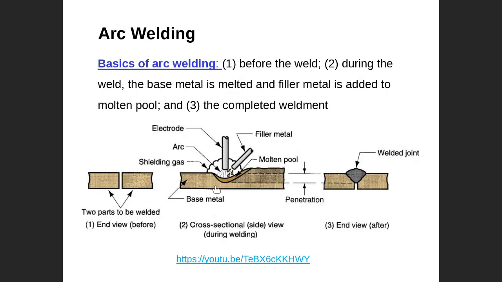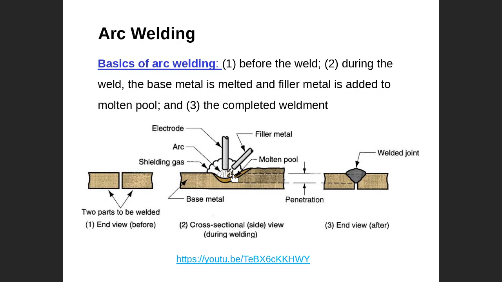Right. For example, we will discuss arc welding. In arc welding, we are going to use electrical discharge. This is the electrode, and this is the workpiece. We connect the electrode and workpiece with electricity, then electrical discharge happens between the electrode and workpiece.